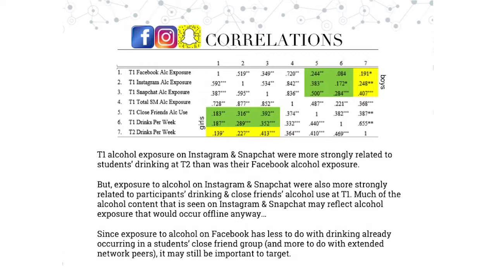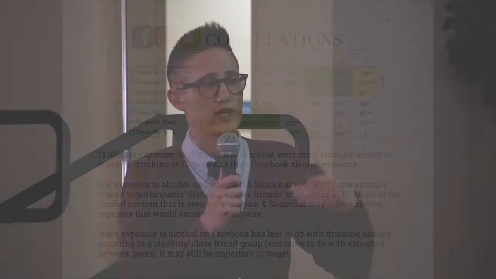But exposure to alcohol on Instagram and Snapchat were also more strongly related to participants' own drinking and the drinking of their close friends at time 1. So basically what this is saying is because you're connected to fewer people on Instagram and Snapchat, it's really reflecting your offline life. So it's reflecting your own drinking at that time and the close drinking of your friends at that time. So to me, that makes it seem like maybe we don't need to pay attention to Snapchat and Instagram as much.